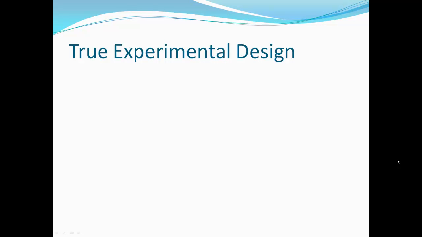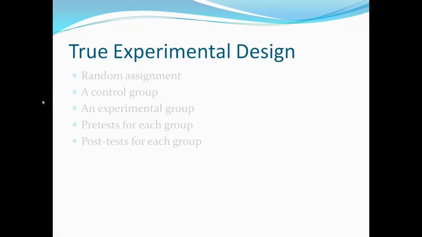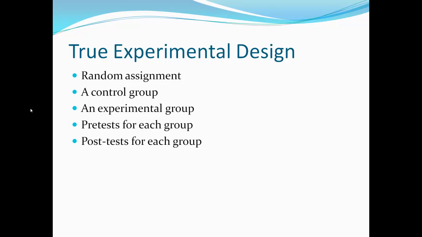Now that we know what exactly experiments are, why we do them, some common features, and the important vocabulary words, let's take a look at the different types of experiments. There are three types of experimental design. Some common characteristics of the first design, which is true experimental design, is random assignment, a control group, an experimental group, pre-tests for each group, and post-tests for each group.